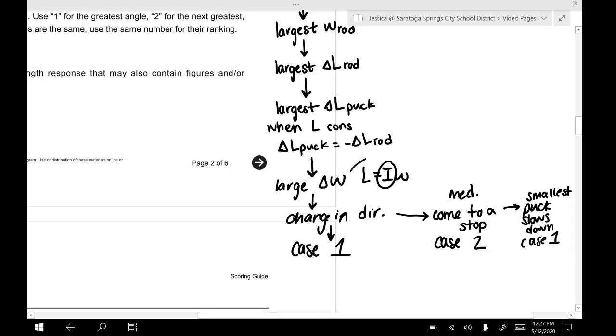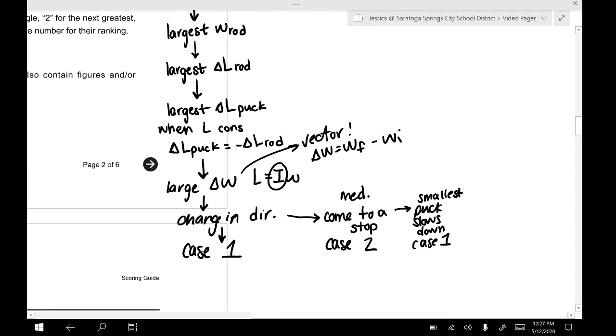Remember, angular velocity is a vector, and the change in angular velocity is angular velocity final minus angular velocity initial. Now you might be thinking, the puck is moving linearly, how can it have an angular velocity? Remember, the angular velocity of the puck can be found by taking its linear velocity and dividing by the distance from the axis of rotation, r. So whenever we have a change in the linear velocity, we're going to have a change in that angular velocity, because r is not going to change.